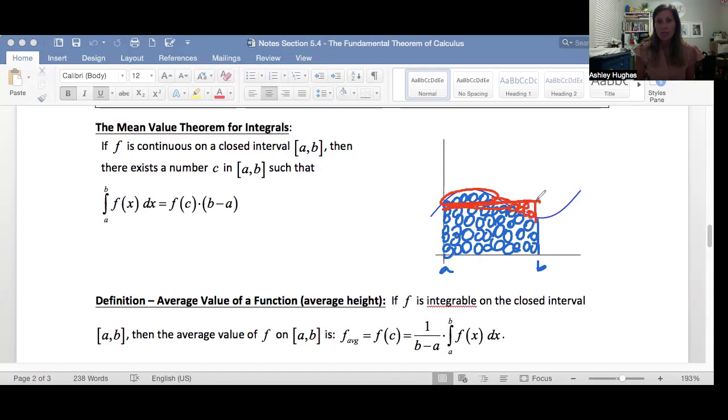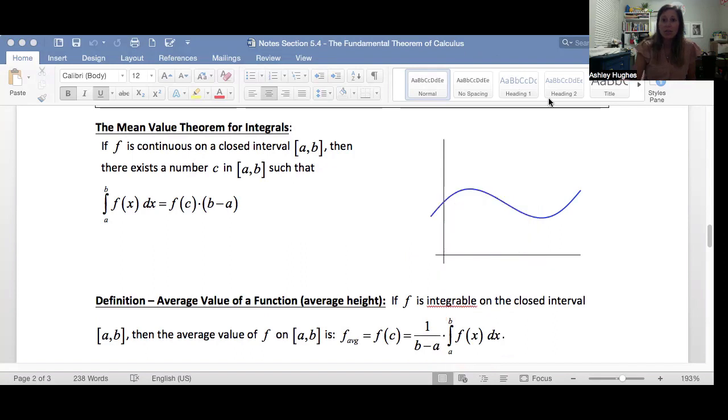Those M&Ms would fill in over here. And then this right here is the average value, or the average height of the function. It's kind of like you're summing up all of the function, because to find an average, what do you do? You add up everything and then you divide by the number. In the same way, you're summing up the values and dividing by the length of the interval, the width, and that gives you the average height of the function.